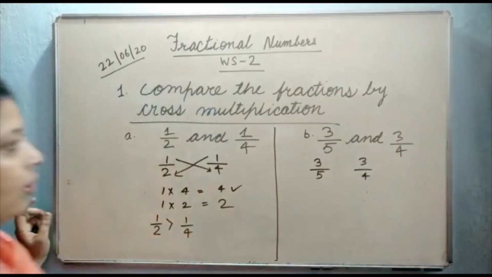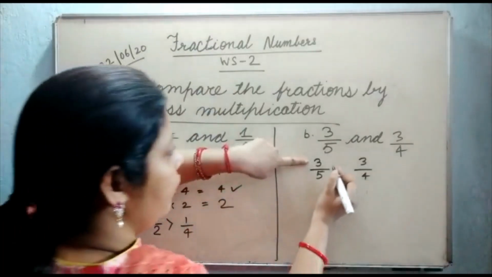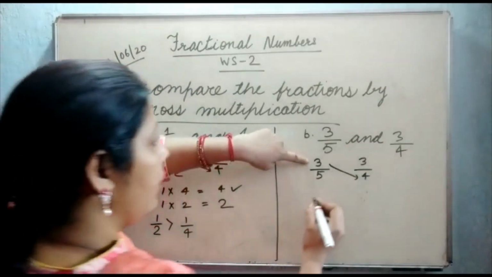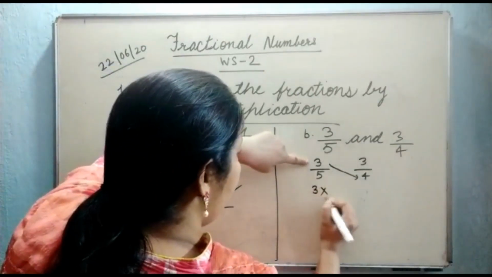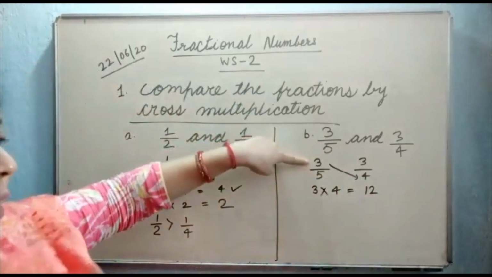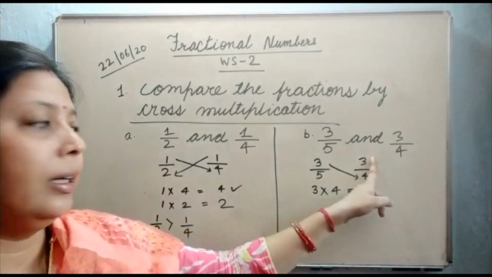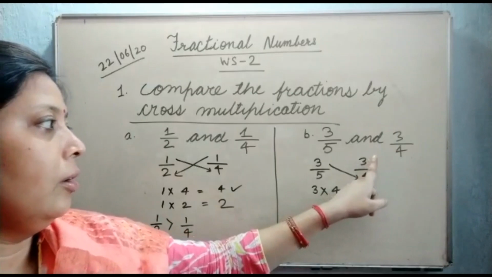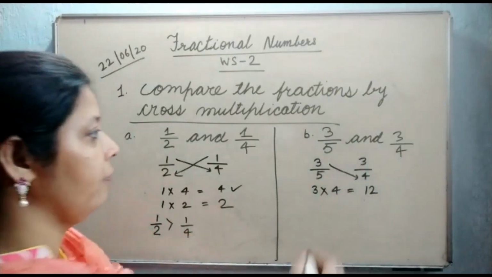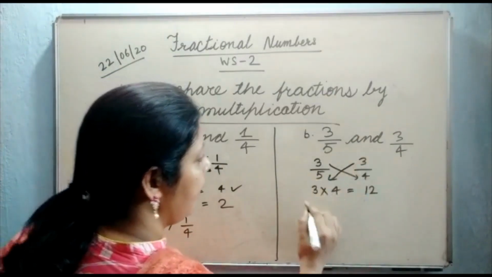Now, same way you will put your finger on the numerator of the left hand side, and you will put an arrow to the denominator of the right hand side. So you will write 3 into 4 and the result you get is 12. 3 4s are 12. Now put your finger on the right hand side numerator. This is 3 and you have to multiply this 3 by this 5, that is the denominator of the left hand side. So put the arrow like this and now multiply 3 by 5.